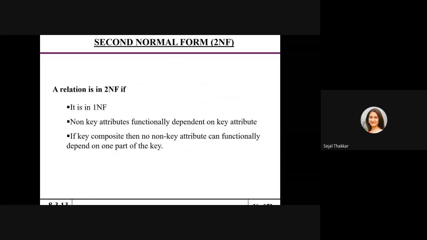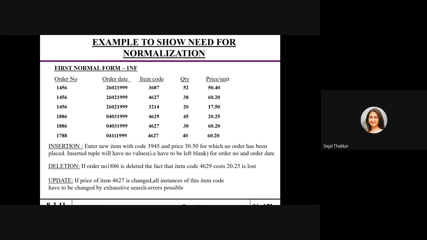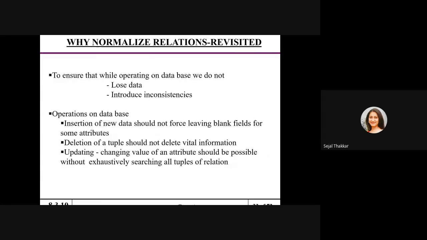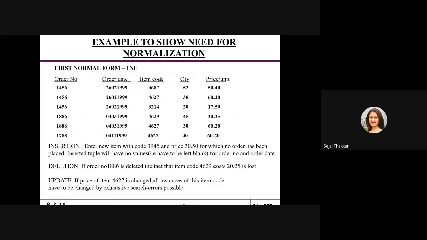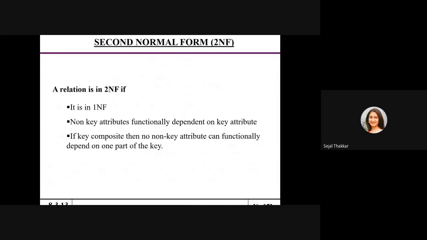Now second normal form. This is the overall second normal form. What are the conditions of second normal form? It should be in first normal form. It means it is going to satisfy all the conditions of first normal form.